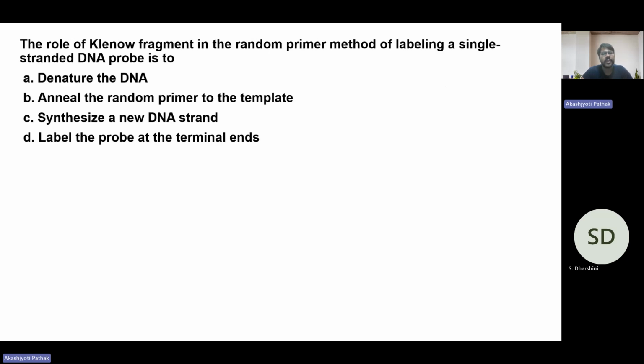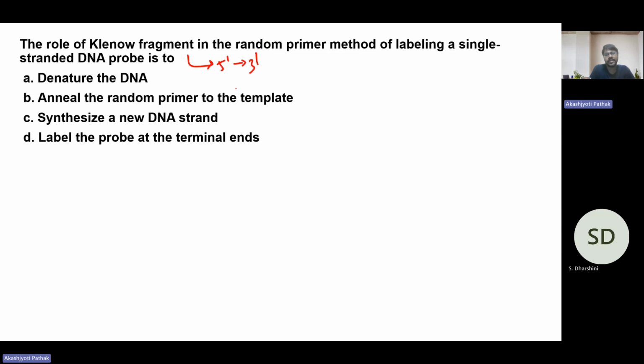Now the role of Klenow fragment in the random primer method of labeling a single stranded DNA probe is to... So what was the function of Klenow fragment? Klenow fragment is basically a subunit of DNA polymerase 1. So what is your Klenow fragment doing? It is polymerizing in the 5' to 3' direction.